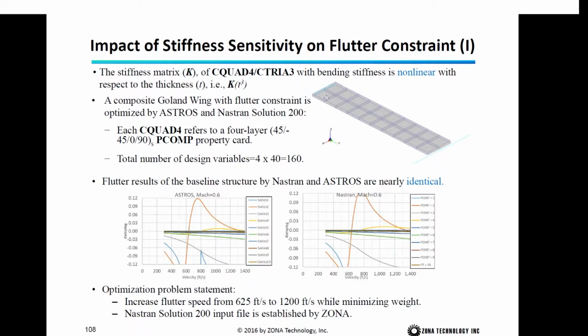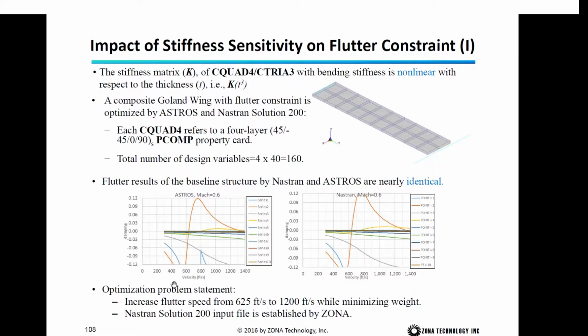It has 40 CQUAD4 elements, and each CQUAD4 has a 4-layer composite modeled by the PCOMP card. So the total number of design variables is 4 times 40, equal to 160. First, let's look at the flutter result of the baseline structure computed by Nastran and ASTROS. You can see they are nearly identical.